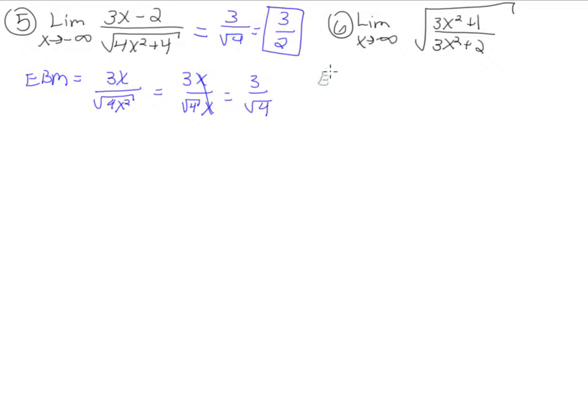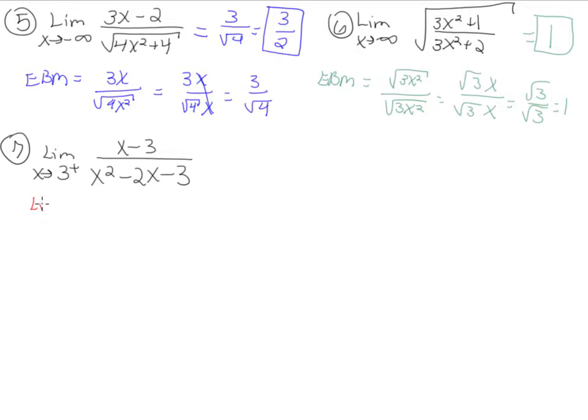Okay, number 6 is another limit to infinity, so I'm going to try my end-behavior model. So that's going to be the square root of 3x squared over the square root of 3x squared. These grow at the same rate, and they happen to grow at a rate of 1. So my limit as x goes to infinity of this function is 1.